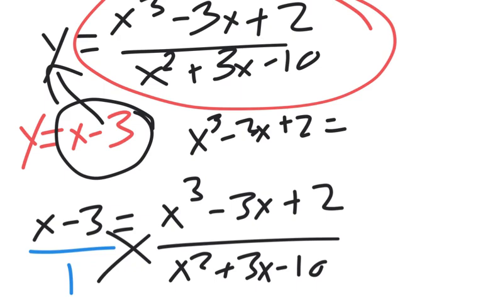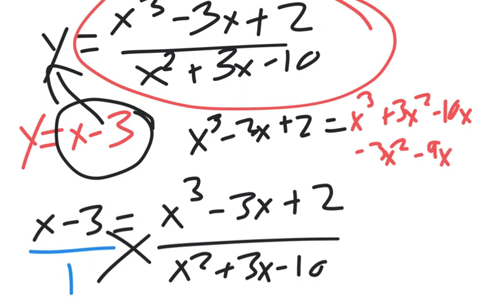X times x squared is x cubed. X times 3x is positive 3x squared. X times negative 10 is negative 10x. Negative 3 times x squared is negative 3x squared. Negative 3 times positive 3x is negative 9x. Negative 3 times negative 10 is positive 30. And now let's see, group like terms.